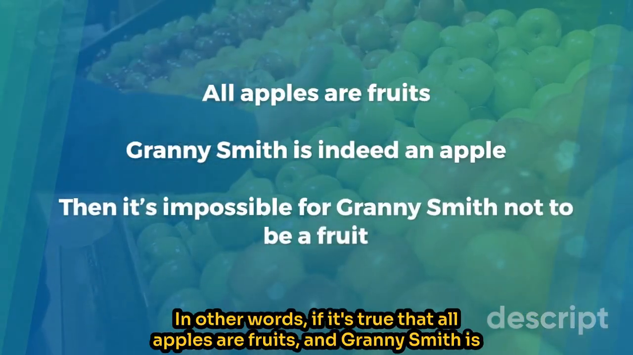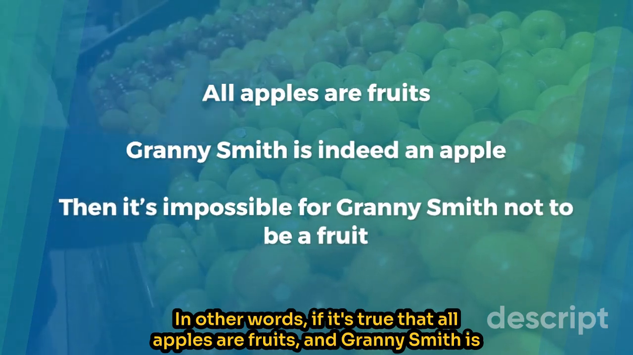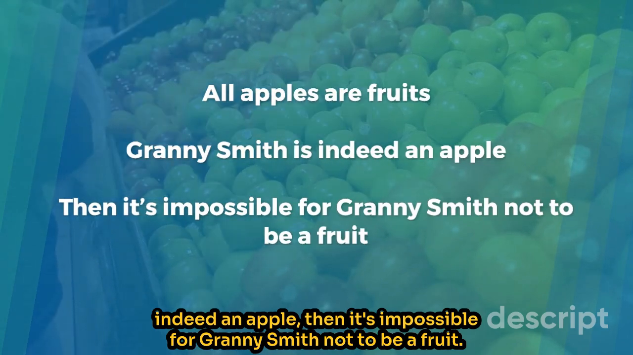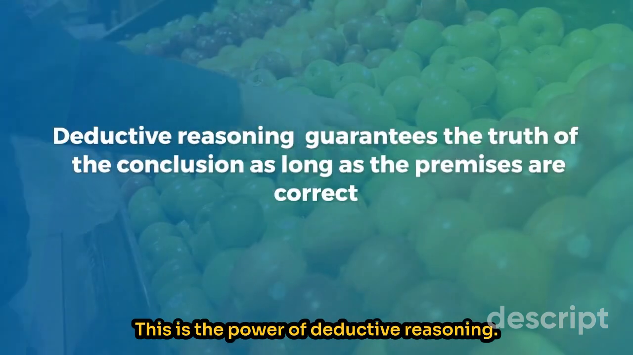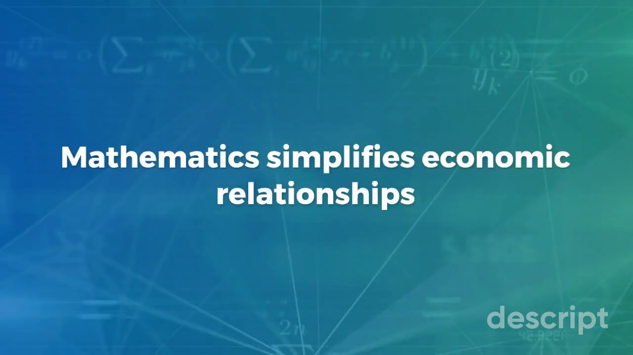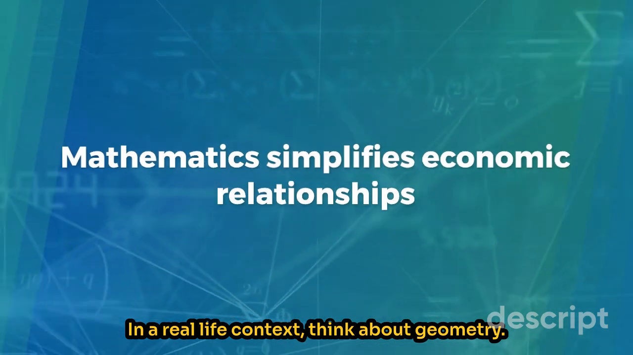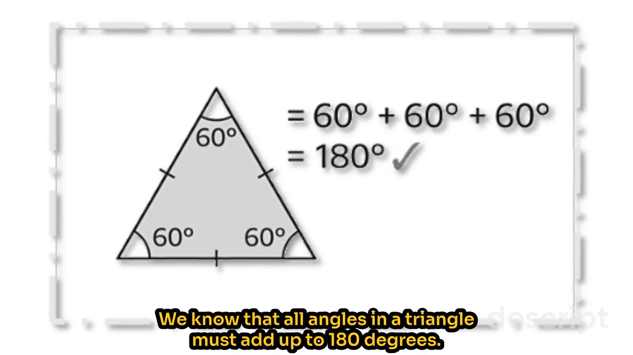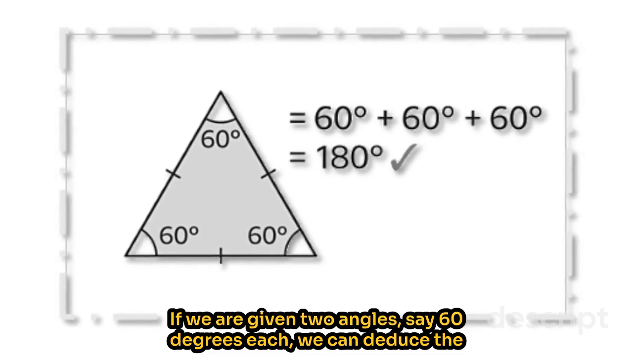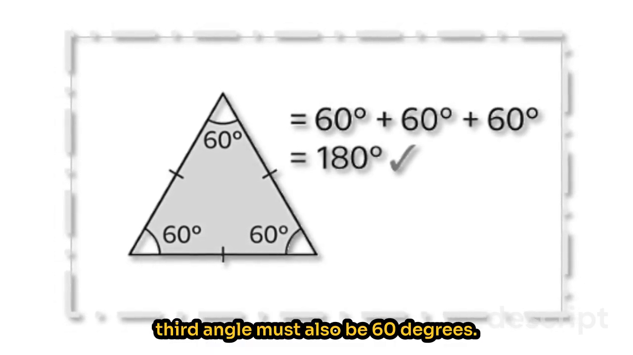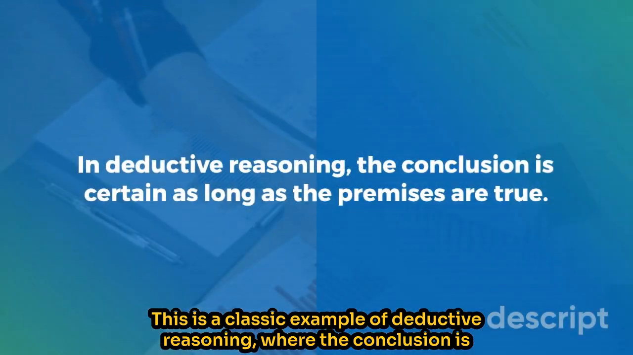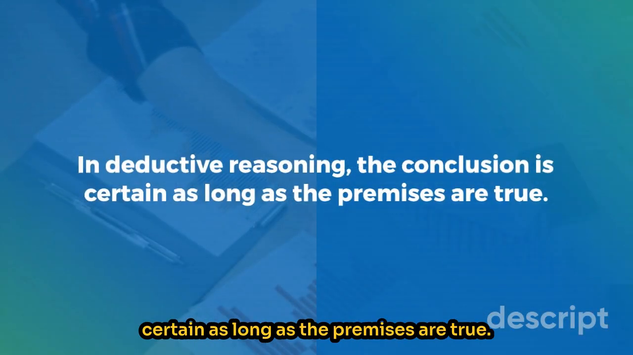In other words, if it's true that all apples are fruits, and Granny Smith is indeed an apple, then it's impossible for Granny Smith not to be a fruit. This is the power of deductive reasoning. It guarantees the truth of the conclusion as long as the premises are correct. In a real-life context, think about geometry. We know that all angles in a triangle must add up to 180 degrees. If we are given two angles, say 60 degrees each, we can deduce the third angle must also be 60 degrees. This is a classic example of deductive reasoning, where the conclusion is certain as long as the premises are true.